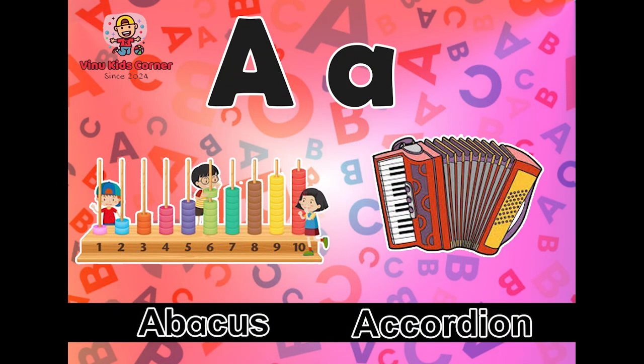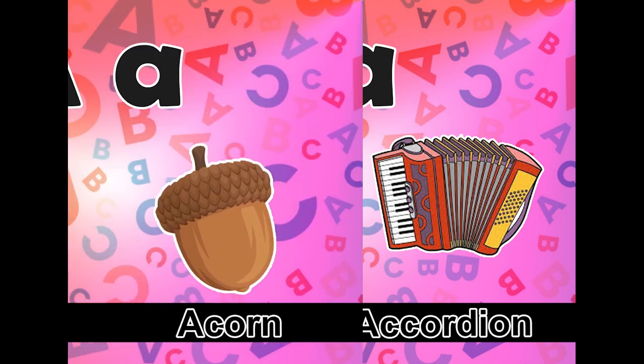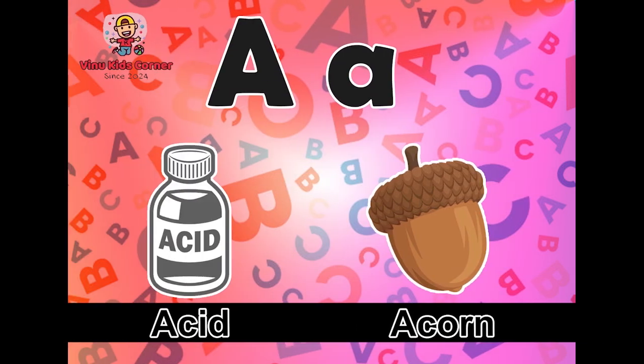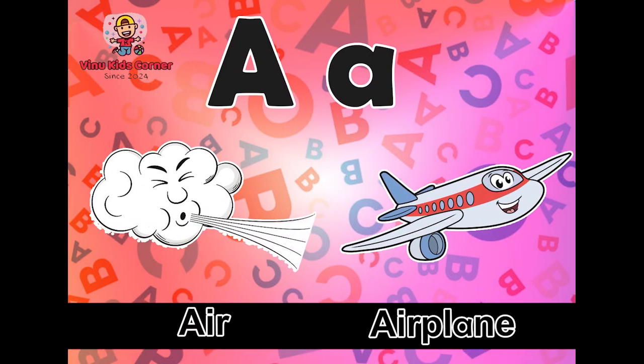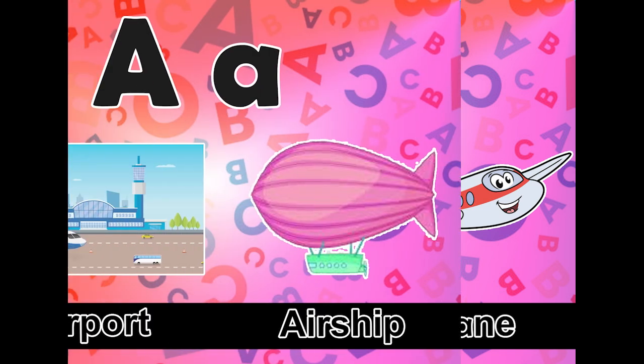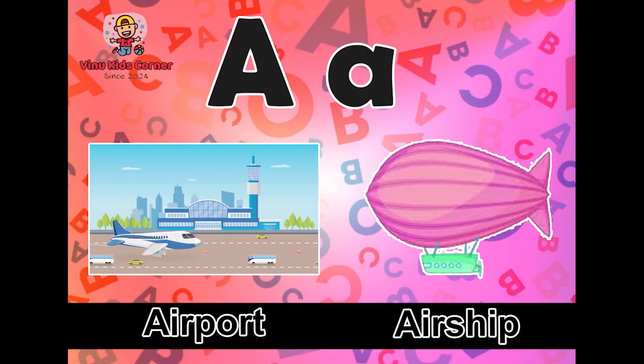A is for abacus. A is for accordion. A is for acid. A is for acorn. A is for air. A is for airplane. A is for airport. A is for airship.